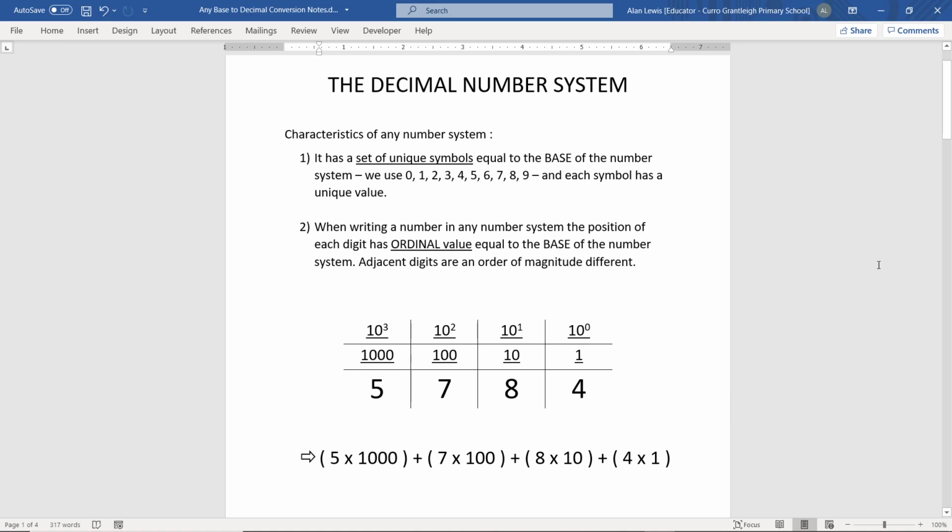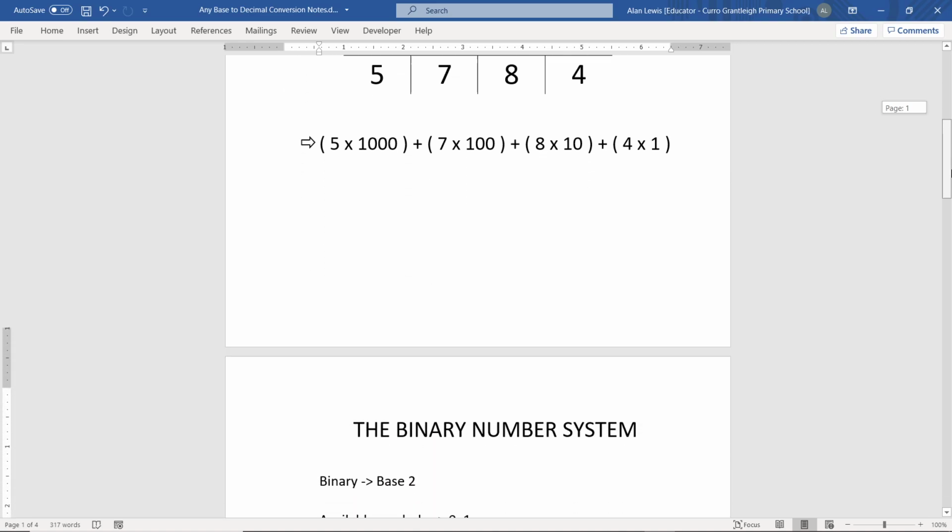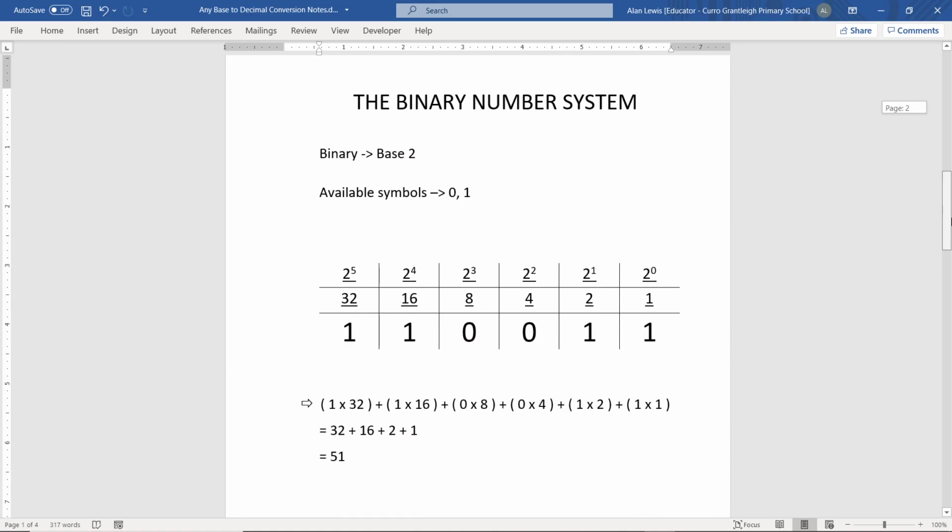So why have I shown you that? Well, let's go and have a look at the binary number system. The binary number system is a number system just like the decimal, but a big difference. It uses base 2, not base 10. Okay, so we're in base 2. So we know that our number system is going to have 2 symbols. There they are. We just use 0 and 1. So we need 2 symbols for a binary number system.